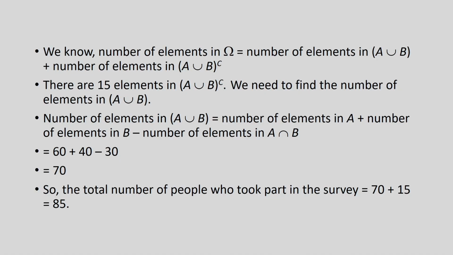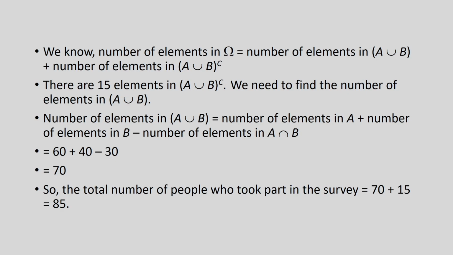Okay. We know the number of elements in gamma is what? The number of elements in A union B plus the number of elements in A union B complement. So, if you take any set which belongs to gamma, that is the universal set, and you take the complement of that set, and if you put them together, right, you get the universal set. That is the idea we are using here. What we know is that there are 15 elements in A union B complement, people who do not like either.